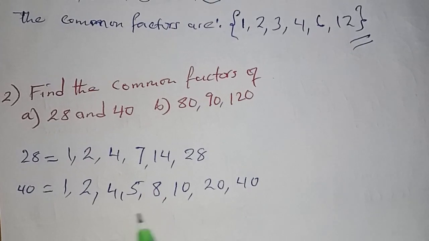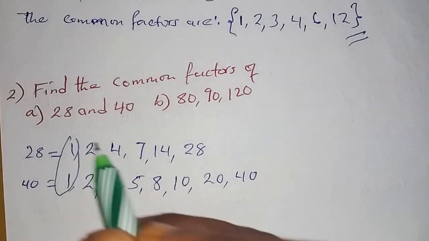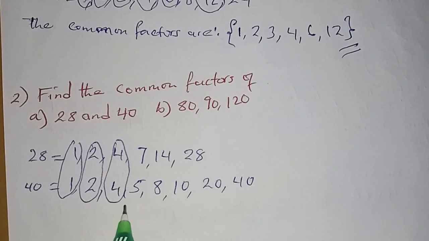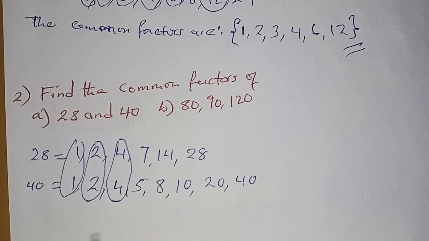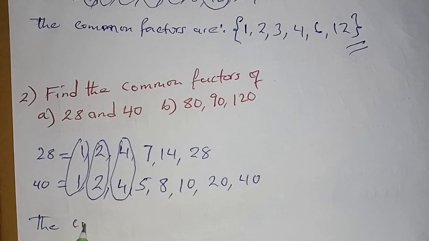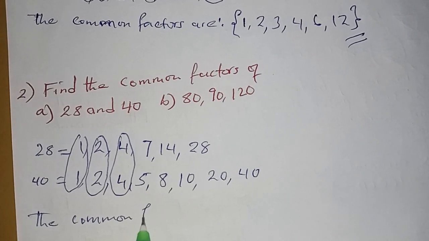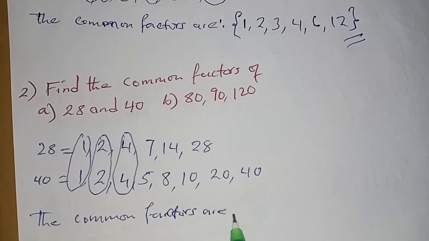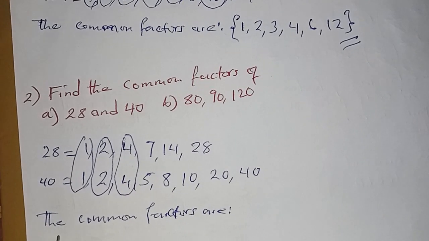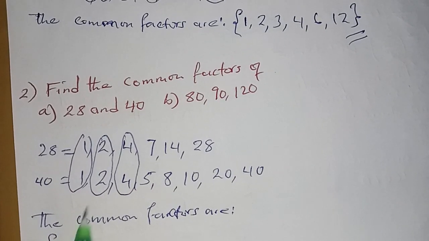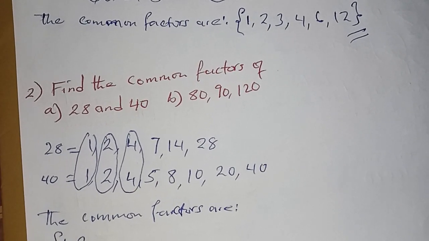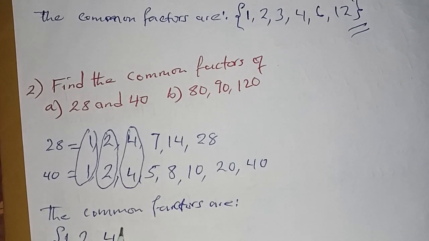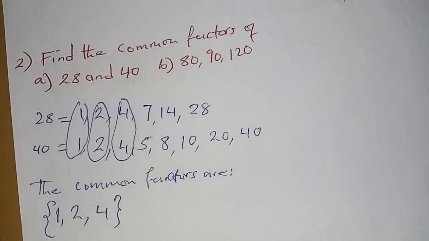So this is the common factor, the common factor between them. The common factors are, let's see, 1, 2, 4. So the common factors are 1, 2, and 4.